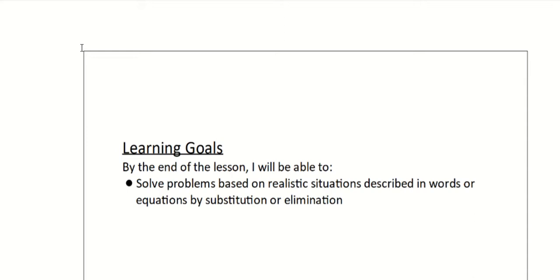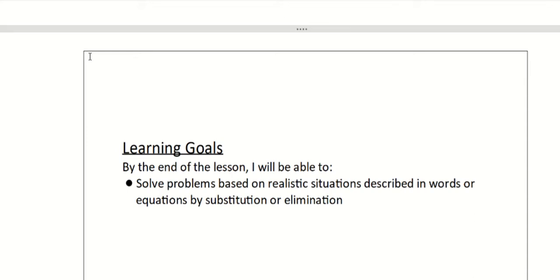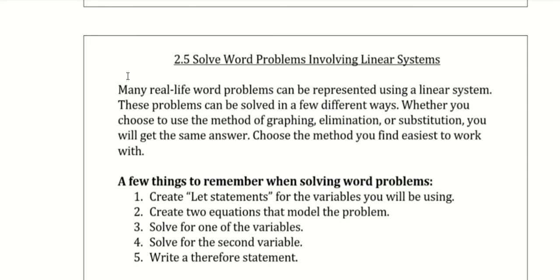And the page in the Unit 2 booklet we are working out of is page 19. So 2.5, solve word problems involving linear systems. Many real-life word problems can be represented using a linear system. These problems can be solved in a few different ways. Whether you choose to use the method of graphing, elimination, or substitution, you will get the same answer. Choose the method you find easiest to work with.